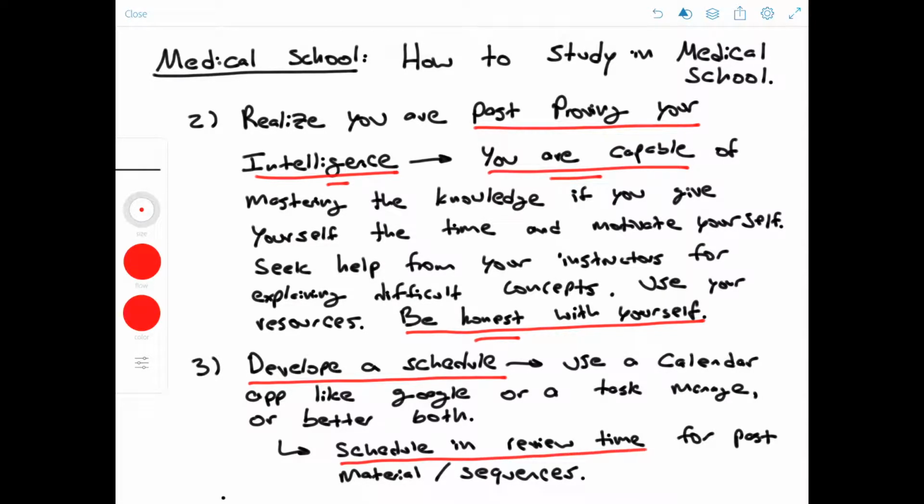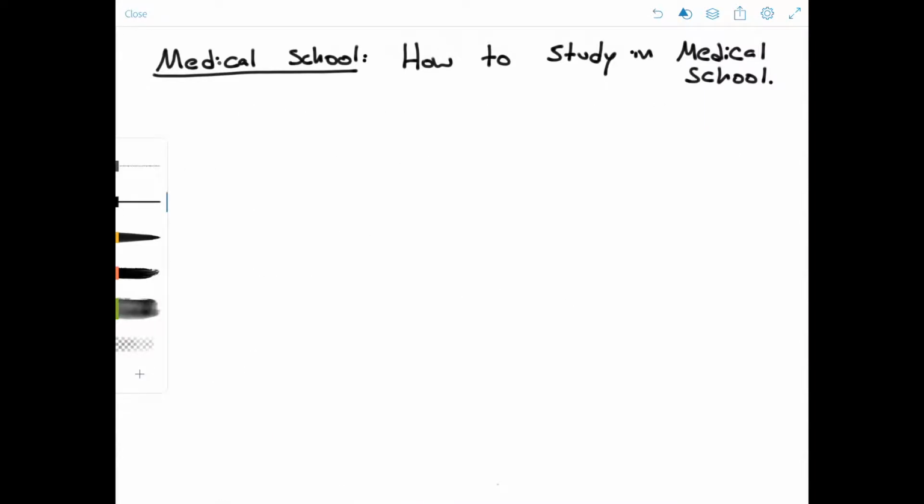That could be Google Calendar, it could be a task manager, it could be anything that you normally use, but something that's easy to access and something that's easy to see what you have for that day.